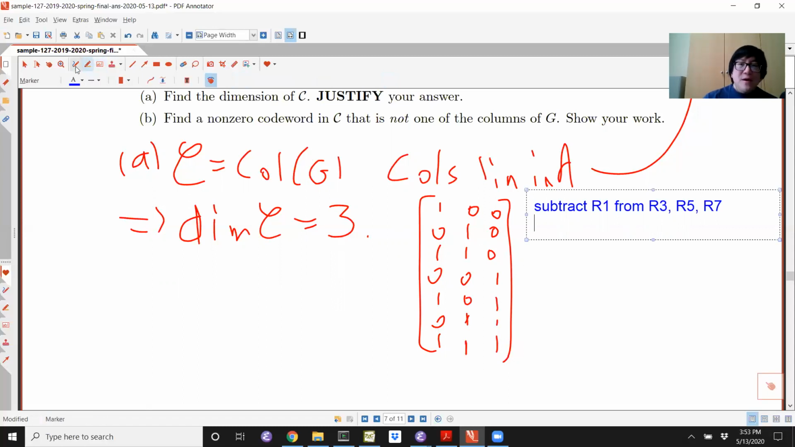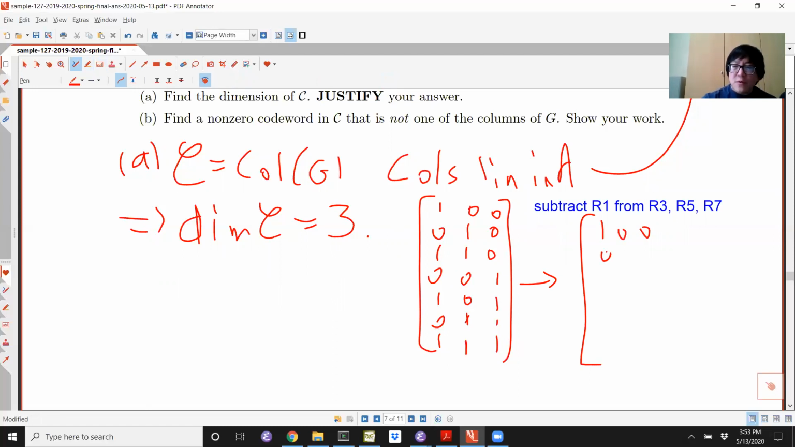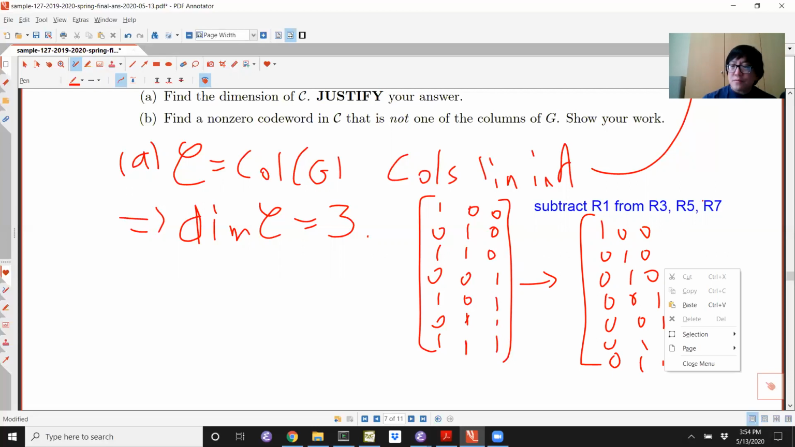But whether that formally makes sense or not, I hope you see that if I subtract row 1 from rows 3, 5, and 7, I get 1, 0, 0, 0, 1, 0, 0, 1, 0, 0, 0, 1, 0, 0, 1, 0, 1, 1, 0, 1, 1. Look at that, actually. Yeah, so that wasn't so bad. Okay, so that makes sense.